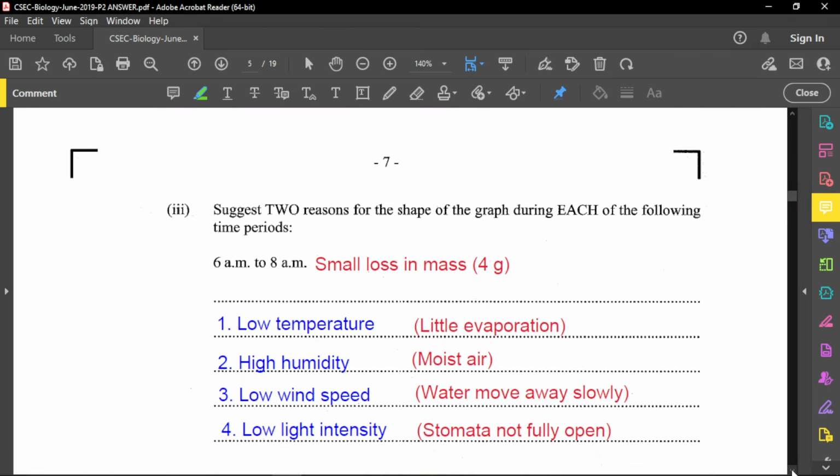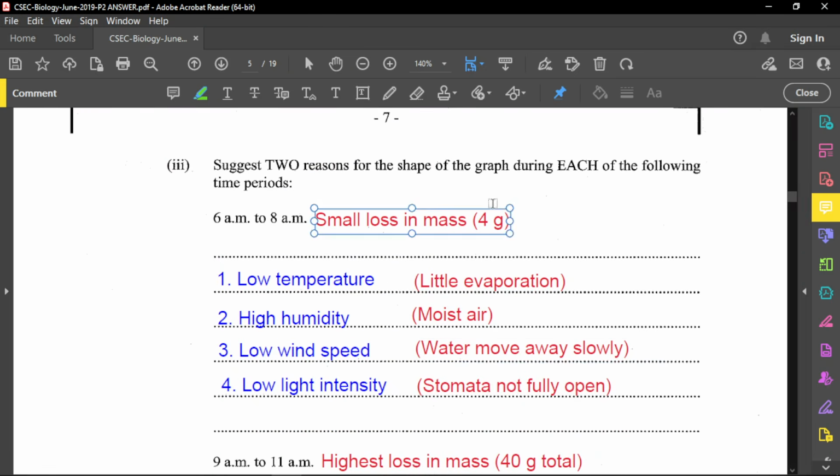Now the next part, part 3, is to suggest 2 reasons for the shape of the graph during each of the following time periods. Again, you can make a record of the graph itself, and then come back to this section. And so from 6 a.m. to 8 a.m., I kind of indicate the change in mass right here. And again, you can go back to your graph to confirm this as well. And so what you have here is a small loss in mass, which is 4 grams for each section, right?